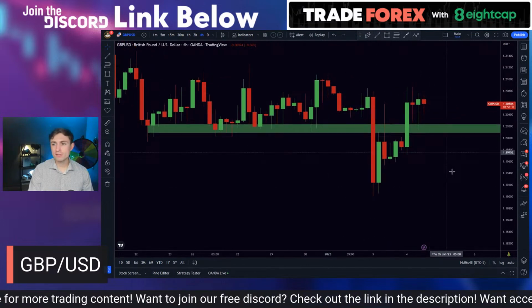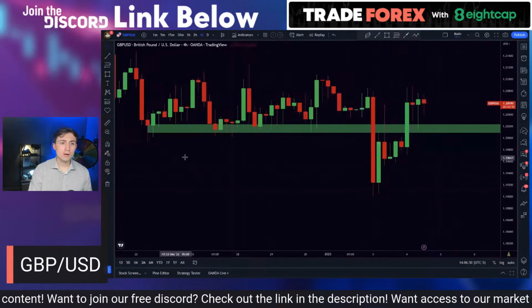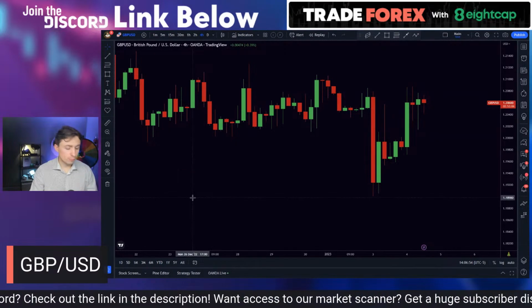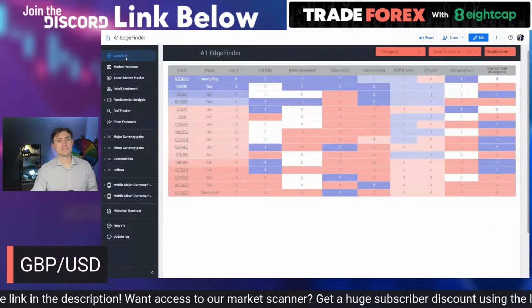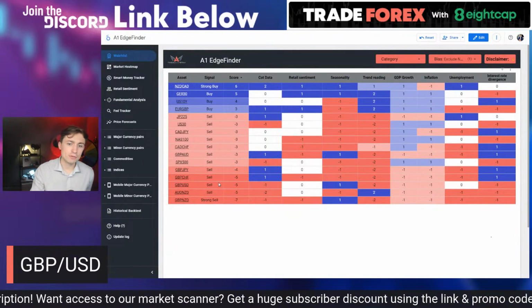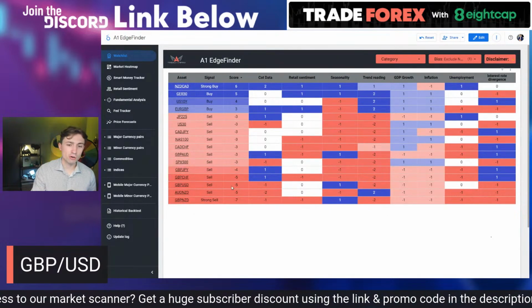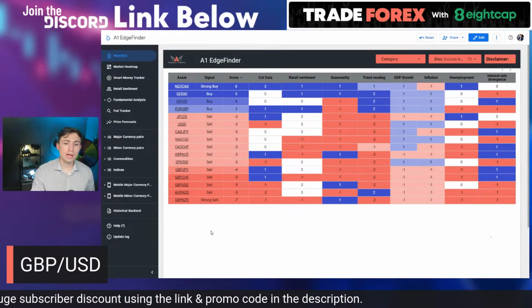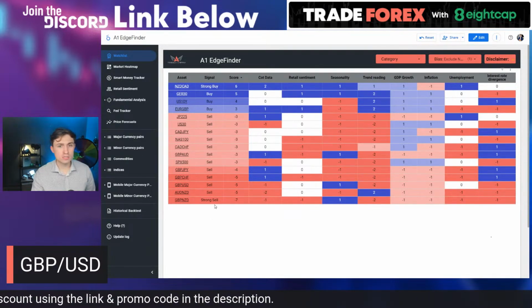If we see a break the other direction, if we start seeing failure, I will probably look to get short, as this one has confluence from the Edge Finder. We go back to the watch list and you can see this one is actually on the sell side, pound USD at a -5 overall. So I do like pound USD as a sell, but only once the technicals start to line up.